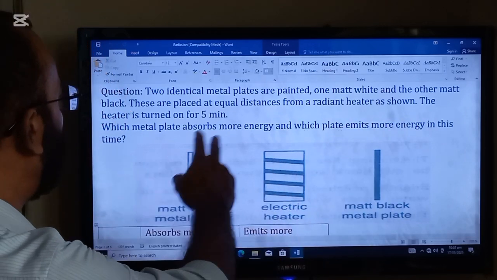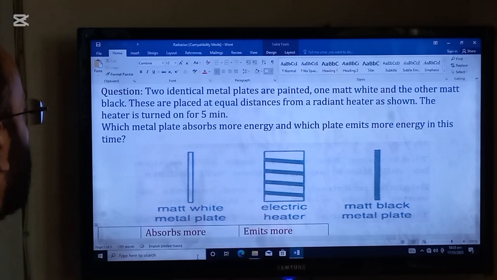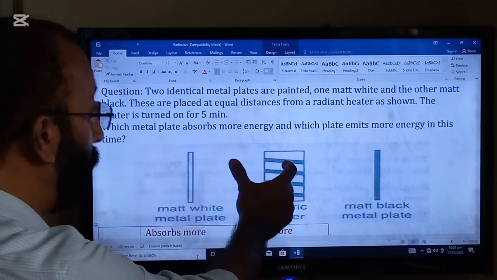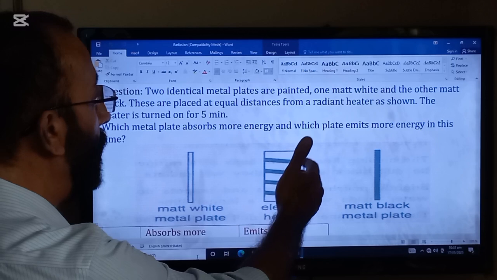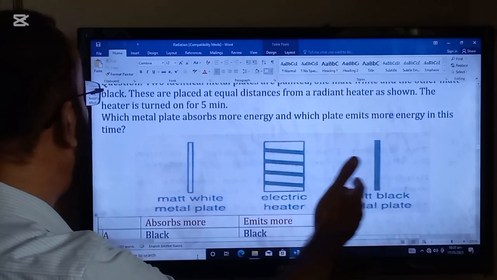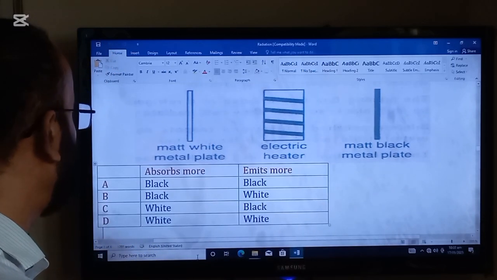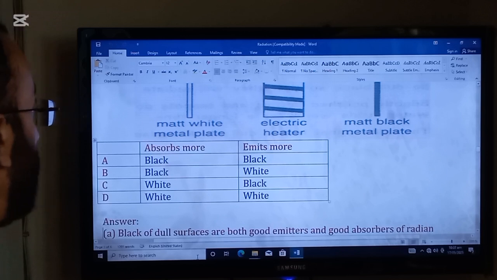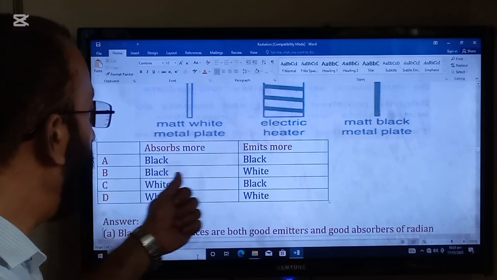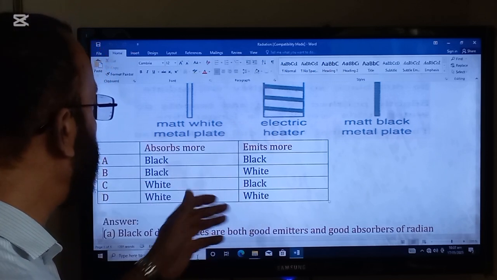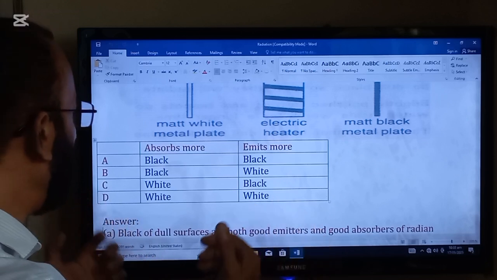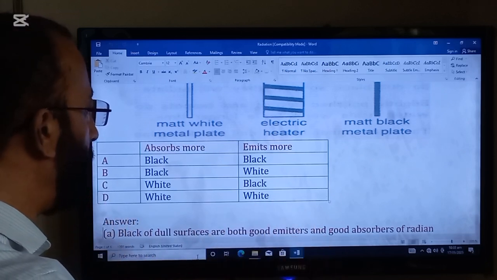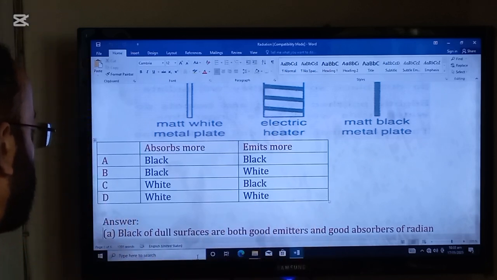The heater is turned on for 5 minutes. Which metal plate absorbs more energy and which plate emits more energy in this time? The answer is A. The dull black color is a good absorber as well as a good emitter.